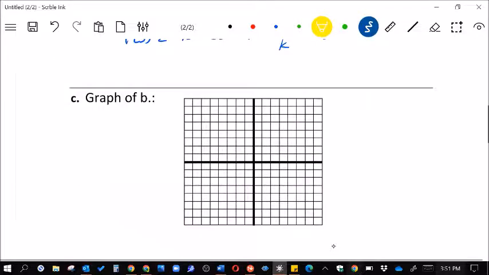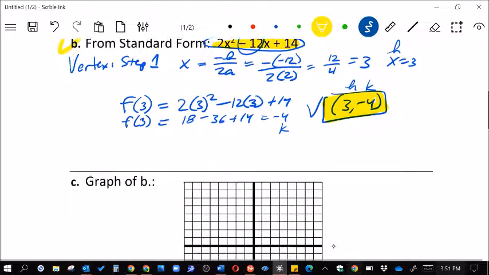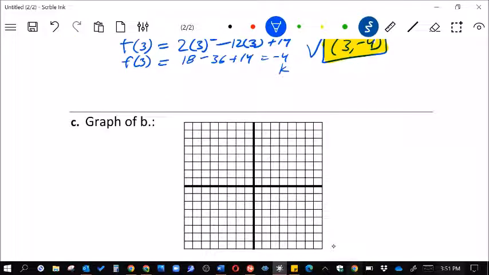Now let's graph B. We now have the vertex, the starting point. So let's go to 3 and negative 4. Starting point there. So at this point now, if we're graphing it, we can check some points. The best way to do this, you have a couple of ways. Making an XY table works really well. The other thing to do is, if you can easily do it, find the zeros.